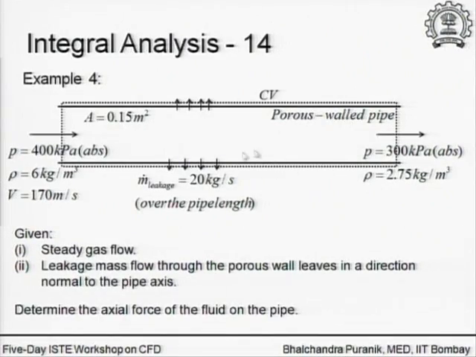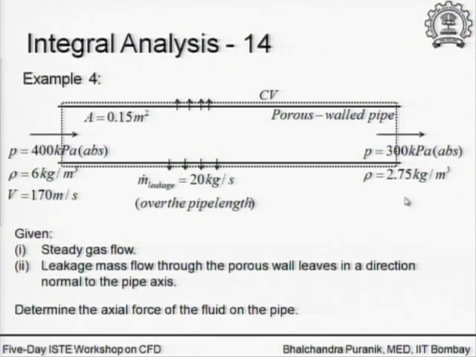Let me just tell you what the other one was. So we looked at this one. The other one was essentially a porous walled pipe where some inlet conditions were given: pressure, density, velocity. This is uniform velocity. The cross-sectional area of the pipe was given, and it has been stated that there is leakage through the porous walls of the pipe, and over the entire length of the pipe the total mass flow rate that is leaked out is 20 kilograms per second. That is the rate of the leakage. It's also stated that the leakage mass flow through the porous wall leaves in a direction normal to the pipe axis. This is important to note, and I'll ask you why.